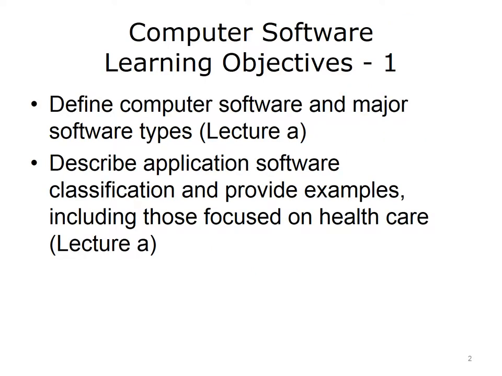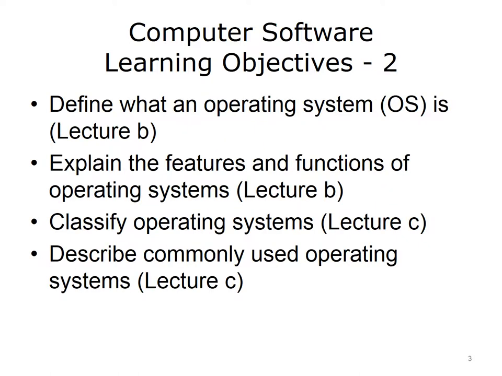The learning objectives for this unit, Computer Software, are to define computer software and major software types. Describe application software classification and provide examples, including those focused on healthcare. Define what an operating system, or OS, is. Explain the features and functions of operating systems. Classify operating systems. Describe commonly used operating systems.